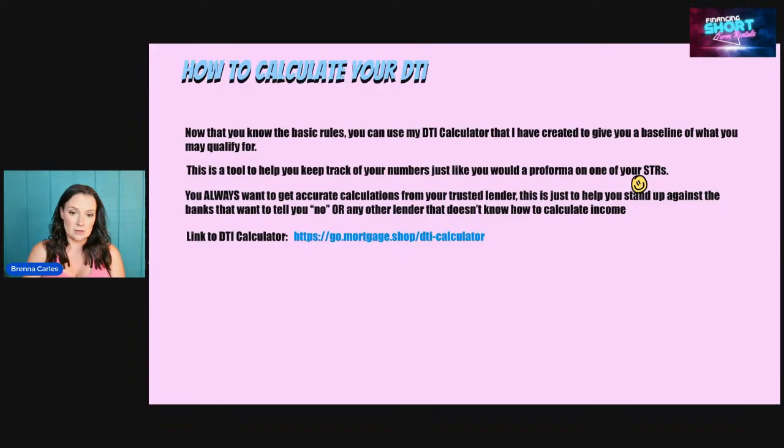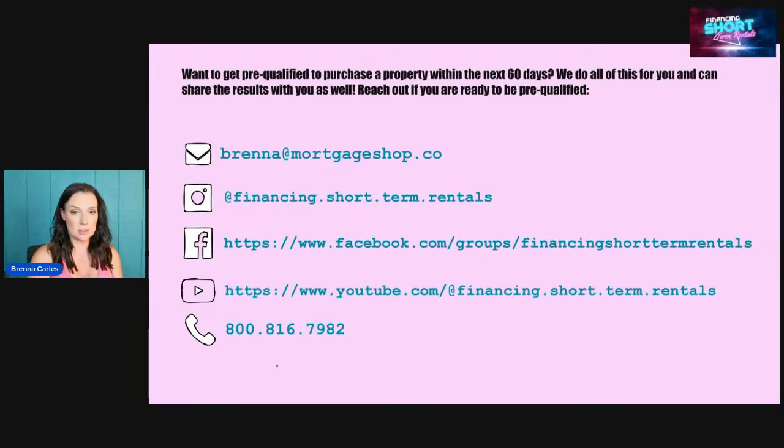And then the last slide, of course, if you want to get pre-qualified to purchase a property within the next 60 days, we do all this for you. So we do everything for you, calculate it accurately. We can share the results with you, show you exactly, hey, we only used 1 year on this tax return because you've been in business 5 years. We were actually able to use this rental income on the Schedule E, etc. Reach out if you are ready to be pre-qualified. This is not for if you're ready next year, because it's going to be a waste of time for you. It's going to be a waste of time for us because your numbers will totally change next year. So that's why I say within 60 days.